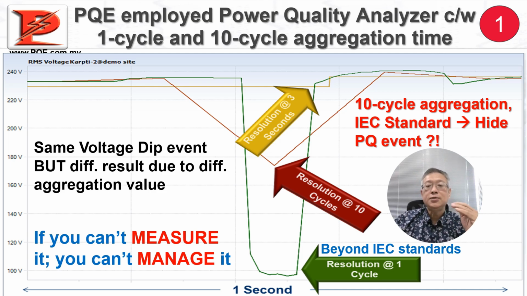So the belief is we need to know the PQ event in detail, which single cycle can produce. 10 cycle, most of the time, fails to provide a detailed power quality event. In fact, most of the time it hides PQ events because 10 cycle is 200 milliseconds, which is very long. It will dilute most of the PQ events. Unlike single cycle, which is 20 milliseconds. 20 milliseconds is able to reveal a lot of power quality events in their true magnitude and true durations.